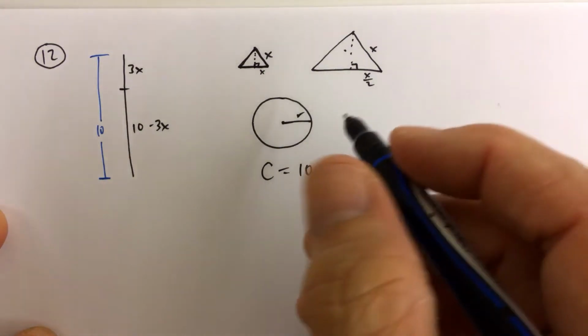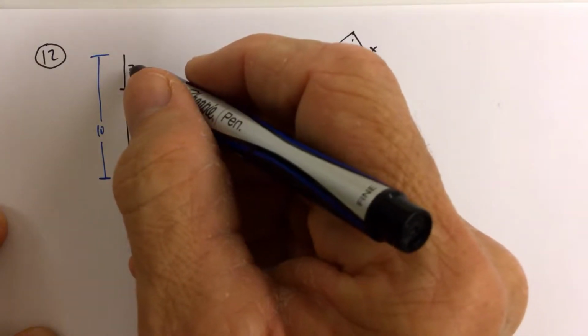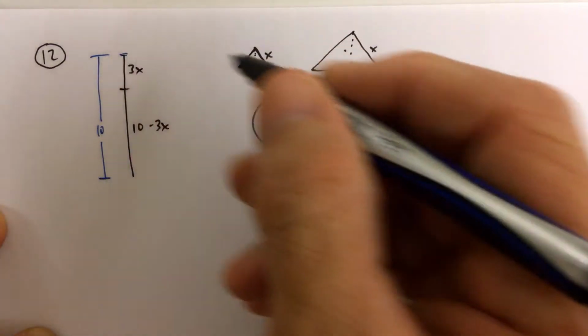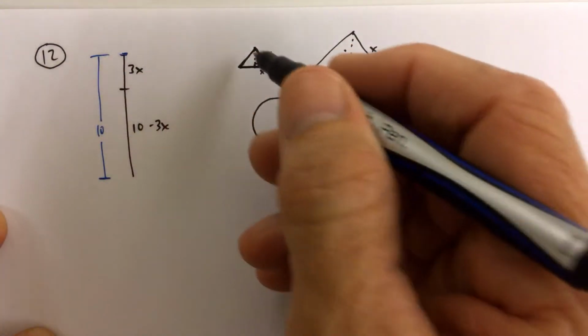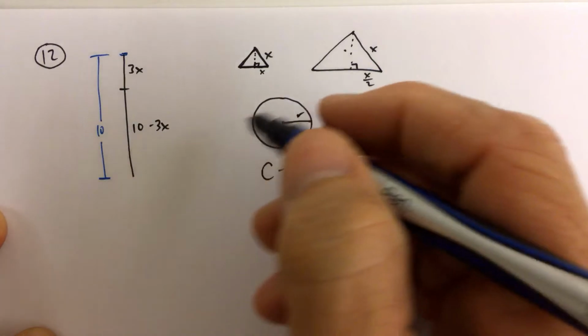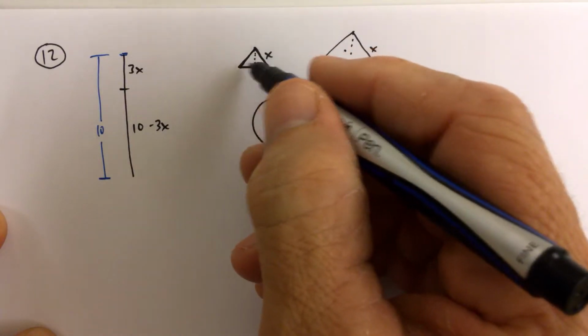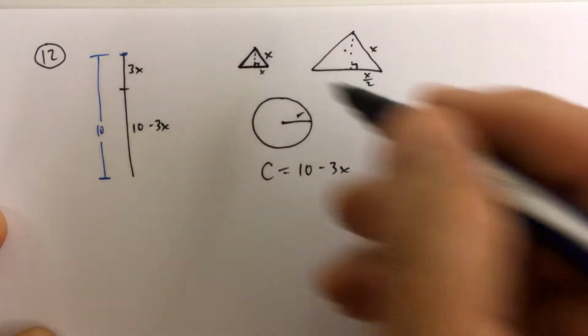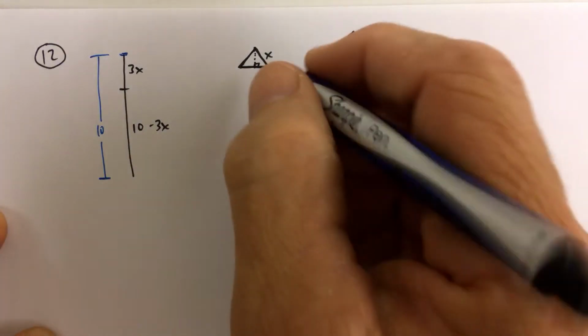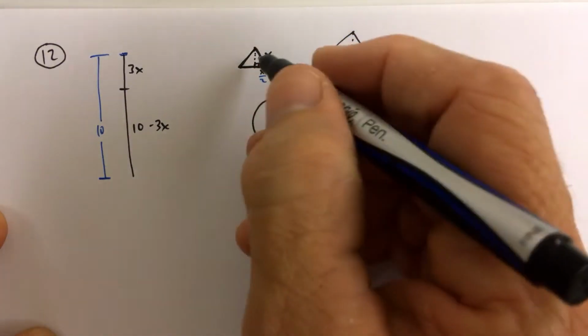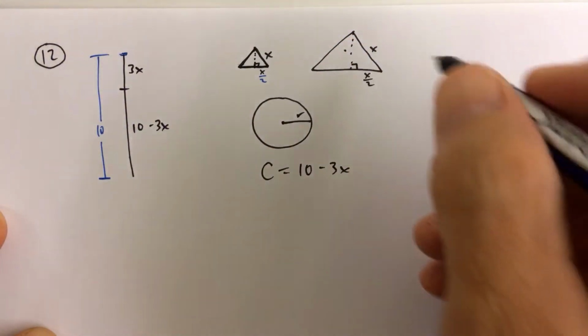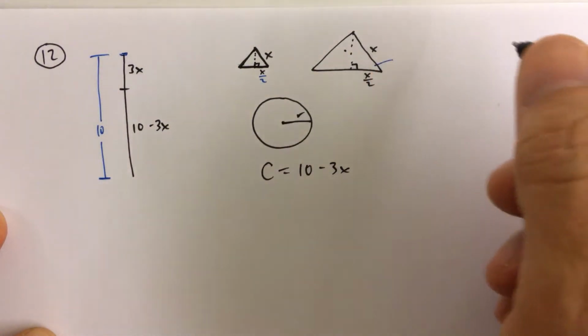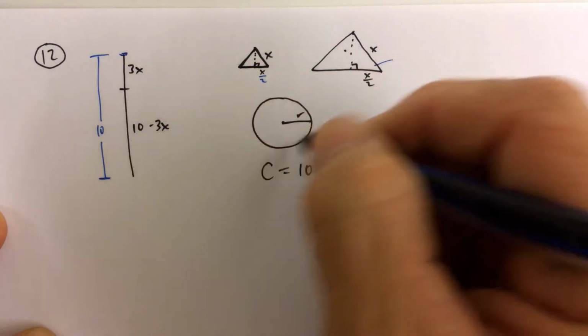So conveniently, using 3x for the length of the wire that we use to make the triangle, since it's three sides of the triangle, each side has the same length, and that would be x. Then we can see that half of the base is x over 2, and the rest of the wire is used to make the circle.